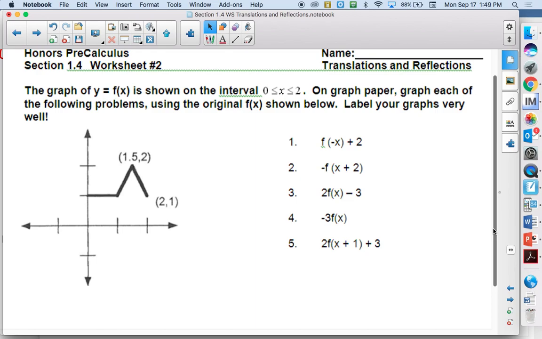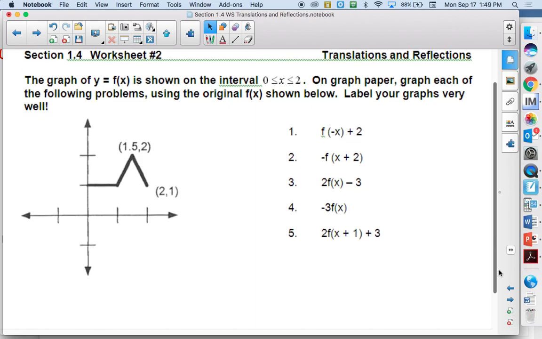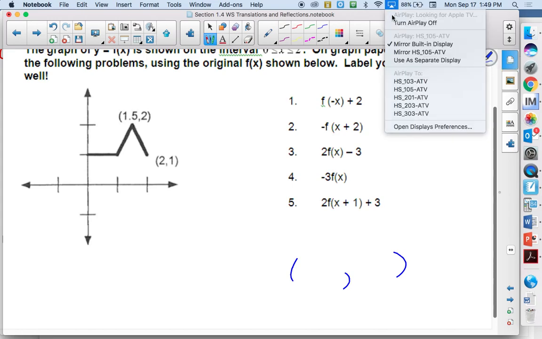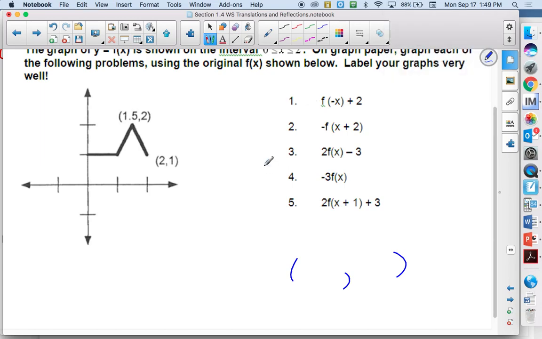I want to make sure you can write the little pattern. So number 5 says 2 f of x plus 1 and then plus 3. If you were asked to write that, how does it change x, how does it change y? What happens with your x coordinate, what happens with your y coordinate? So see if you can think about that, 2 f of x plus 1 plus 3. What's happening with x? How's x changing?